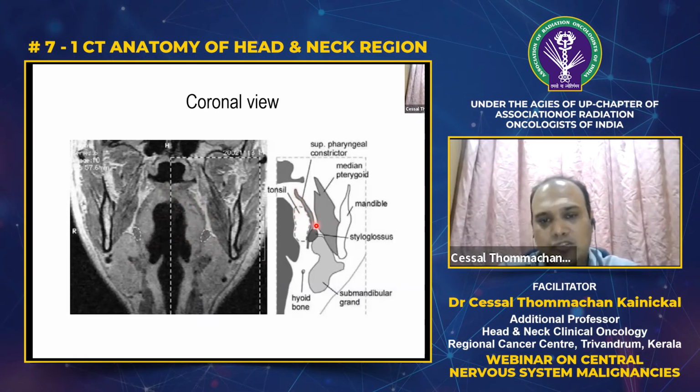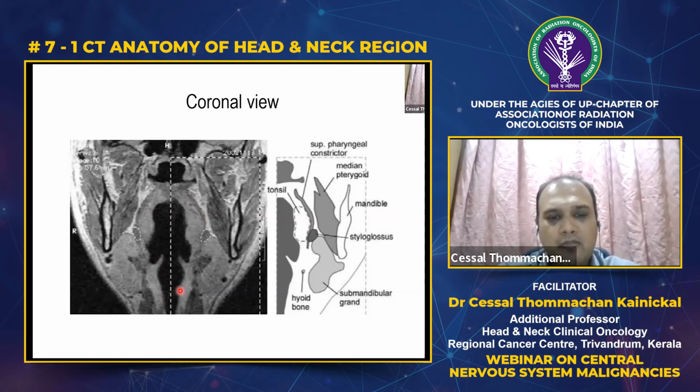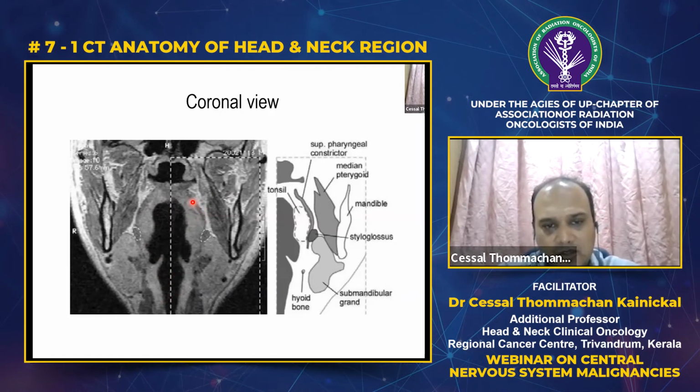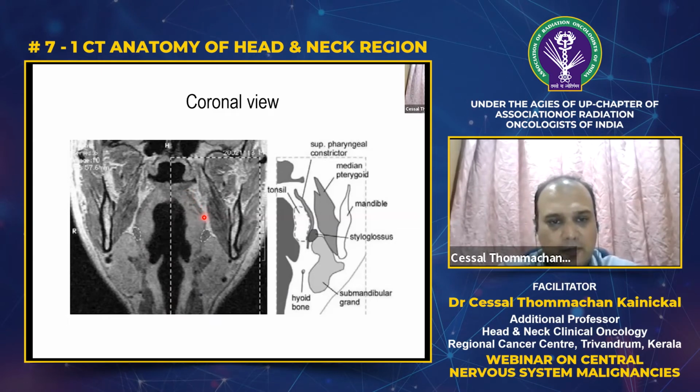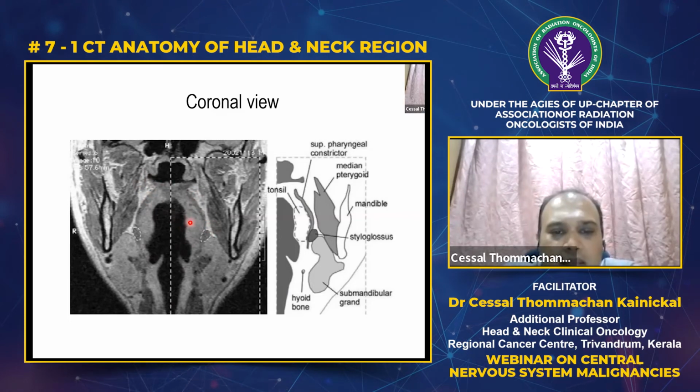Lateral to that is the superior constrictor muscle. In MRI, this is grayish. The air will be jet black, but this is grayish. This is the superior constrictor muscle. Lateral to the superior constrictor muscle, you have the parapharyngeal space. This is the parapharyngeal space, and this is continuing down.